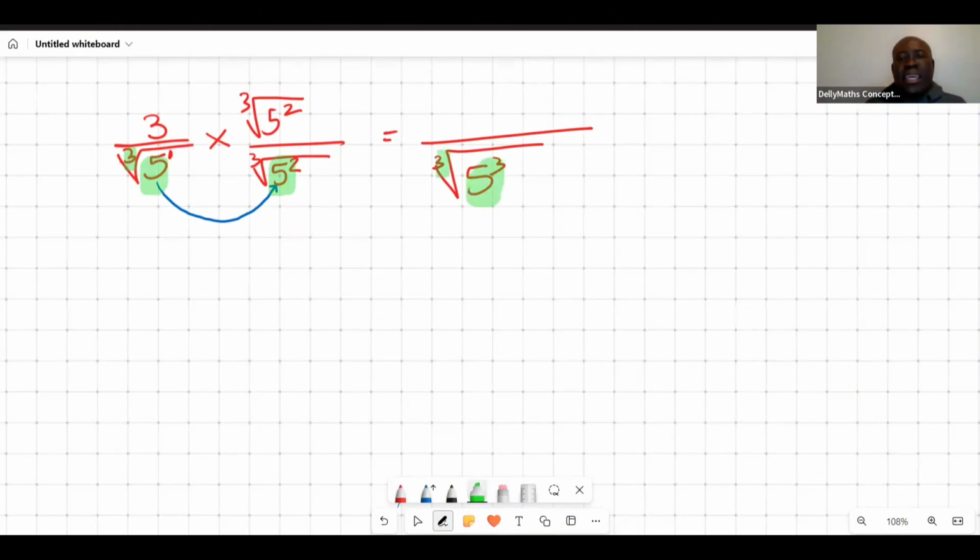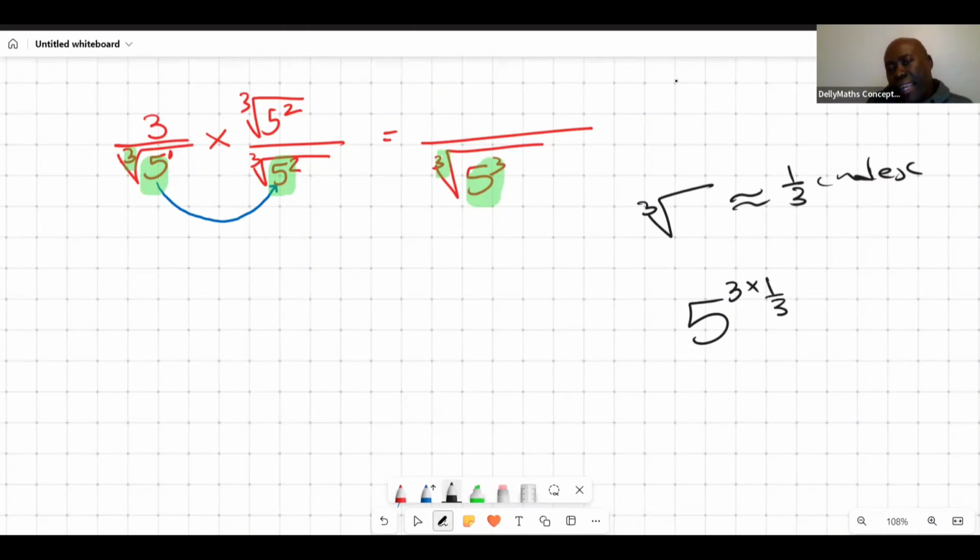And that is where we cancel, because if you remember, the third root is the same as 1/3 as an index. So again, the third root is 1/3 as an index. This simply means that what we have is 5 raised to the 3, and then you multiply that by the index of 1/3, and you can see that becomes 5 alone.